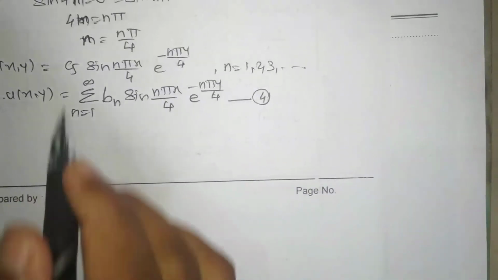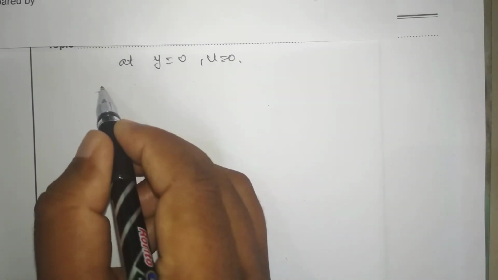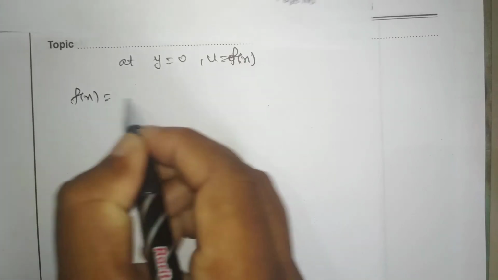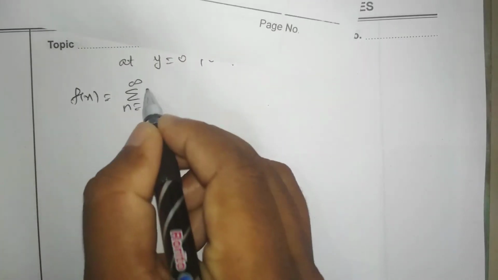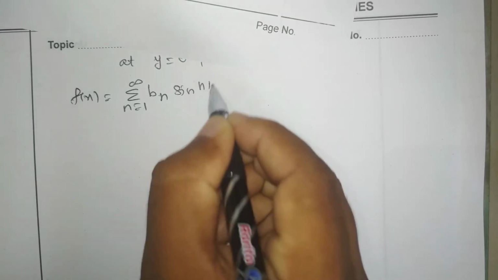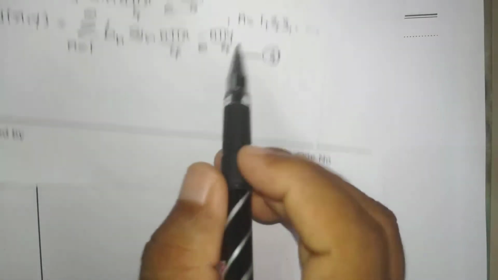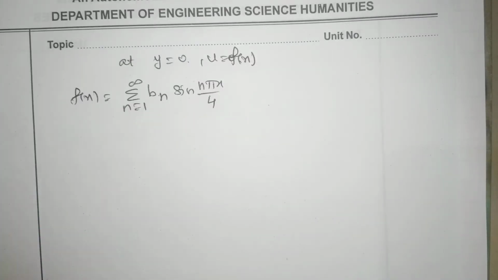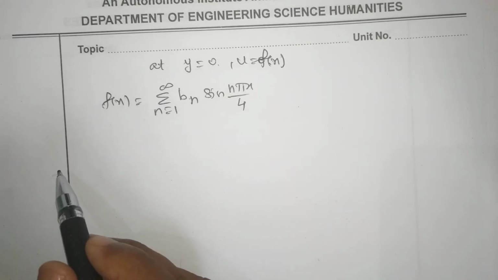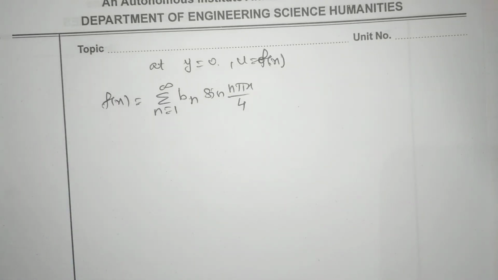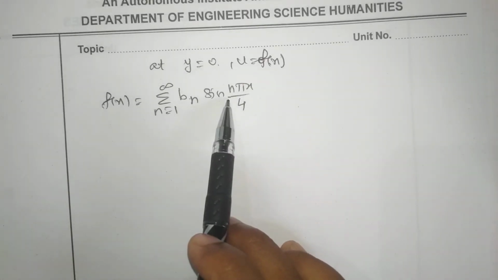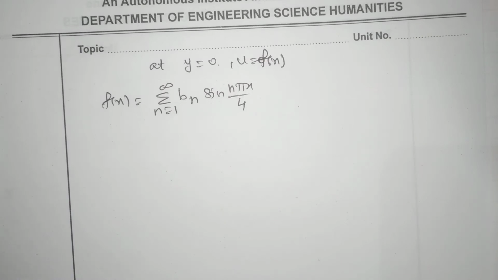Put y equals 0 in equation number 4. So u is actually f of x, not 0. So u equals f of x equals summation n varies from 1 to infinity bn sin(n pi x by 4) into the value of y at 0. Whenever we put y equals 0, e raised to 0 becomes 1. So we will get this equation. Now we see that f of x is not a function of sine, and the right hand side is a function of sine. So to calculate bn we have to use the half range Fourier sine series.